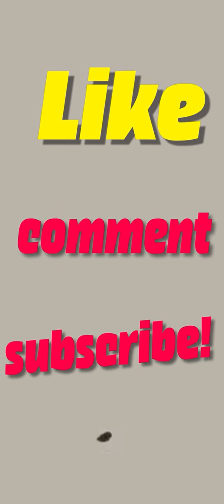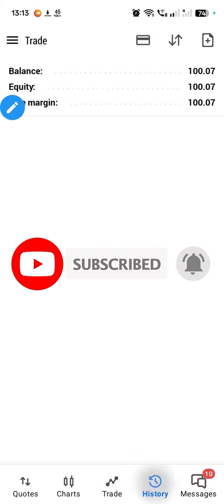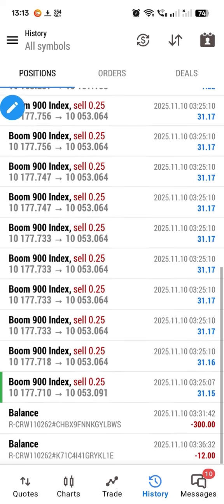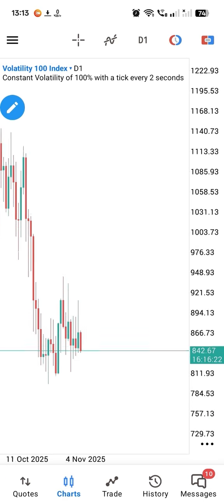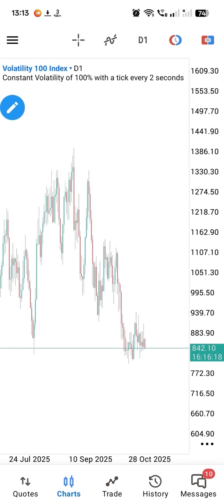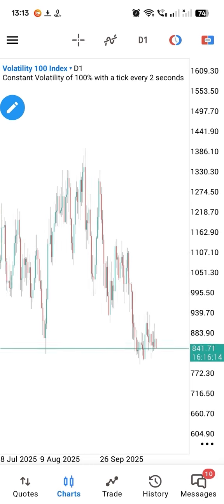Now, let's get into the analysis. Over to the balance or the history, you can see, this is a client's account. We had milked about 300 USD before this, and we left 100 USD as our balance.